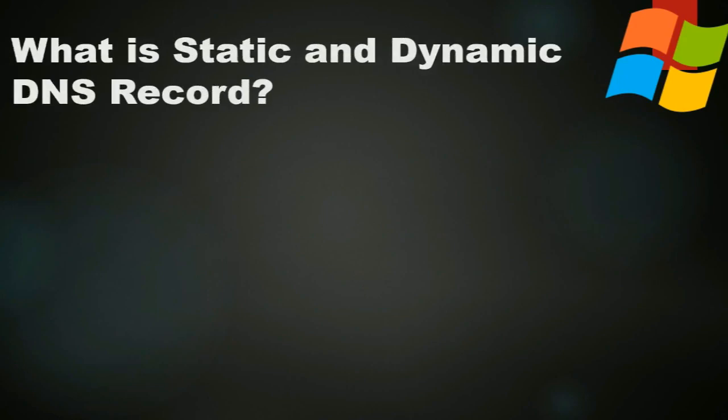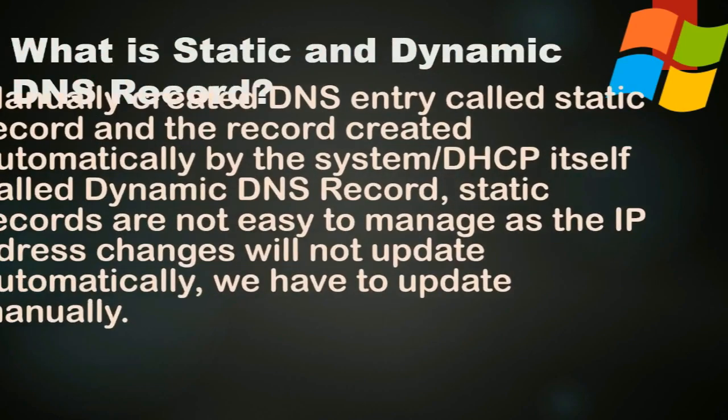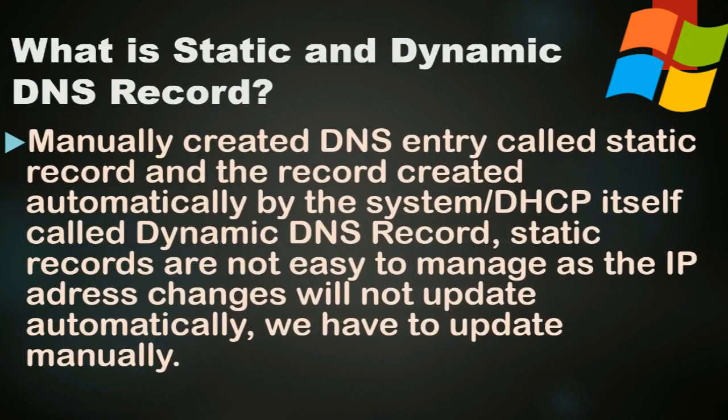What is static and dynamic DNS record? A manually created DNS entry is called a static record, and a record created automatically by the system DHCP itself is called a dynamic DNS record. Static records are not easy to manage as the IP address changes will not update automatically. We have to update manually.